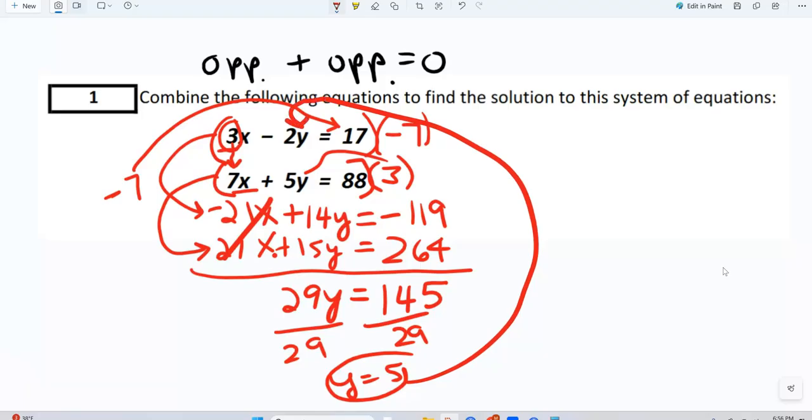And create a new equation. So I'll go ahead and do that for you. I'll write it over here. We're going to use the original, not the one that's been changed. So let me go ahead and do that.